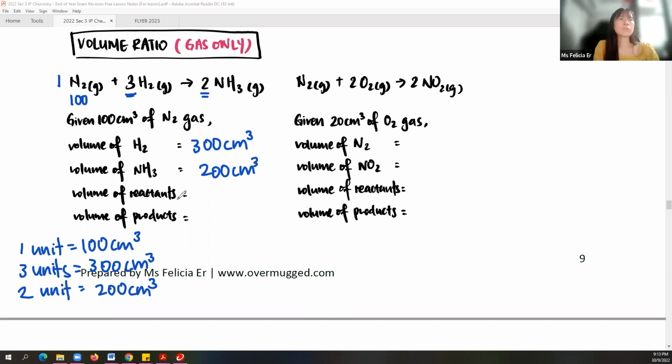Then next is volume of reactant. Reactant is 1 plus 3. 1 plus 3, that means 400 cm³. Then product is 2. That's why it's 200 cm³. Yeah, done. So it's very straightforward.